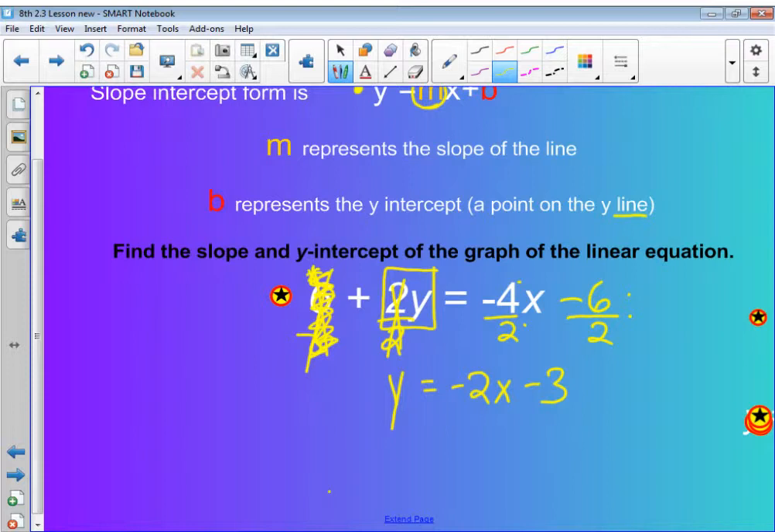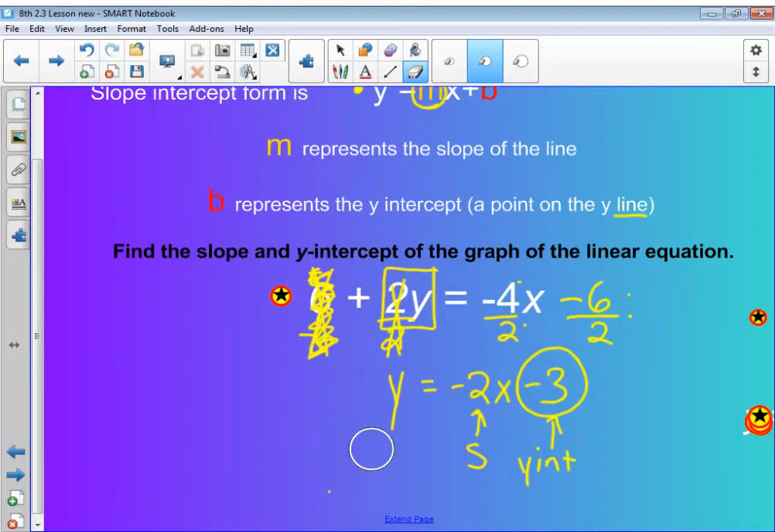So my y-intercept equation is negative 2x minus 3. This would be my slope. This would be my y-intercept. And we would include that negative with the 3 when we graph it. Okay? All right, so let's try another one of those.